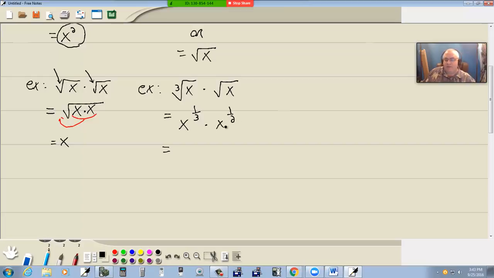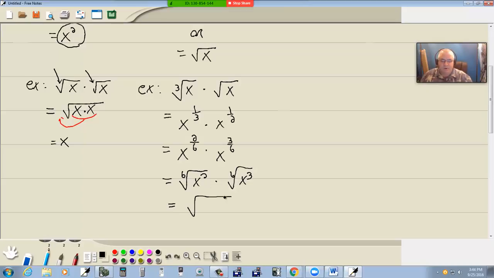Well, the least common denominator of 3 and 2 would be 6. So here I multiplied the bottom part by 2, so multiply the top part by 2. And over here, I multiplied the bottom part by 3, so multiply the top part by 3. So then, if I put this back in the radical form, this would be the 6th root of x squared times the 6th root of x to the 3rd. Now, since the indexes are the same, we can multiply what's underneath radicals and put them underneath a single radical. So we've got 6th root of x squared times x to the 3rd, which gives us the 6th root of x to the 5th.